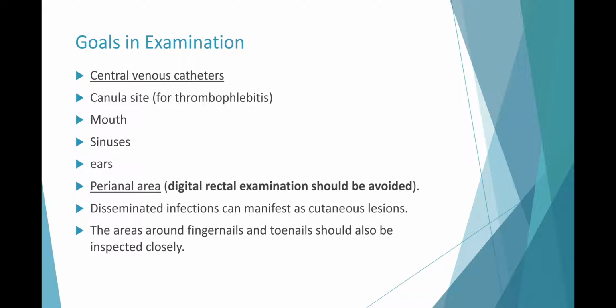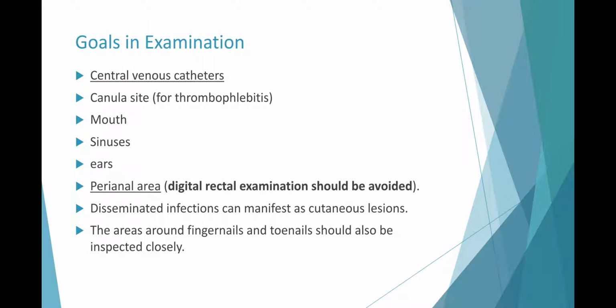Goals in the examination. Well, in the immune-compromised host or neutropenic patient, some sites in the body have to be examined carefully. Central venous catheters are a very important site of infection. We'll cover this subject at the end of the lecture. Cannula site for thrombophlebitis, the mouth, the sinuses, the ears, the perianal area. But remember, avoid digital rectal examination because this will introduce infection inside the body.